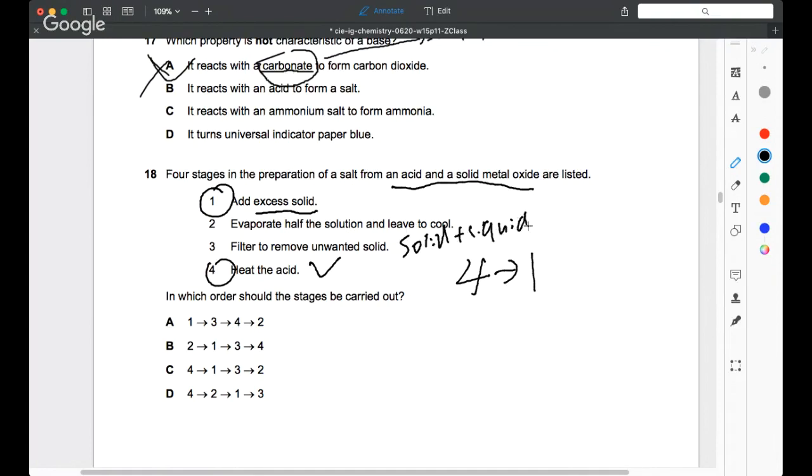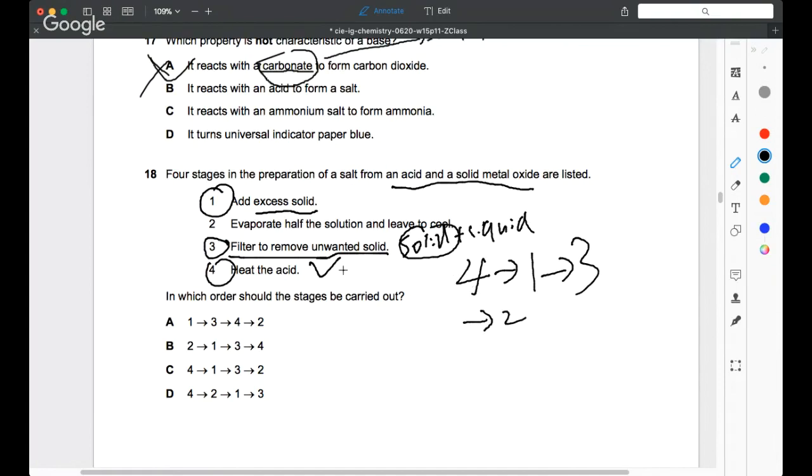So we want to get rid of the solid. So the third step will be 3. We are filtering out the unwanted solid. And the last step will be 2.